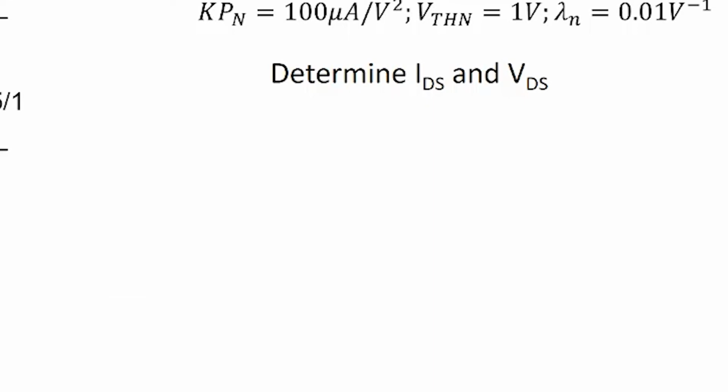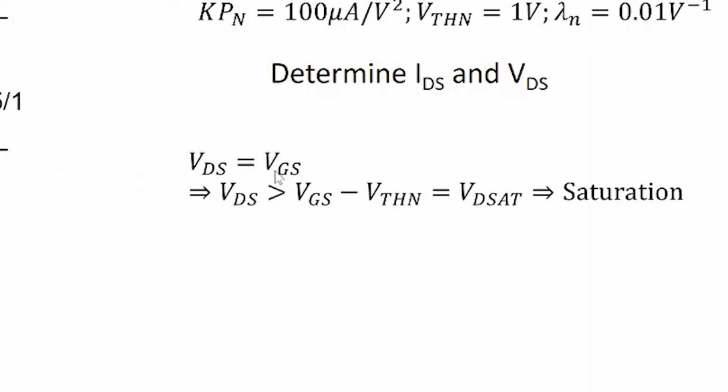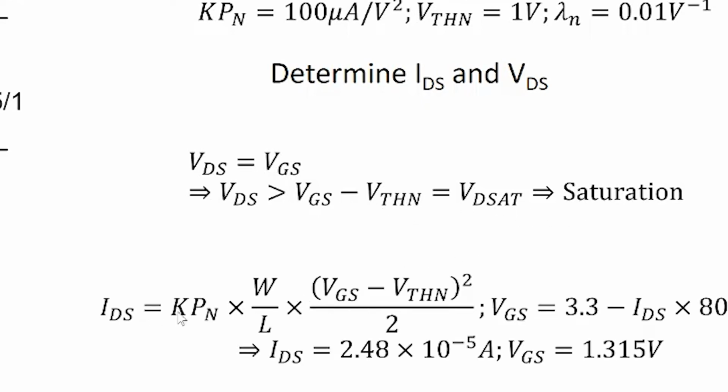All right, example 3. We have this circuit here. Note that W by L is 5 by 1 here, and we have to determine IDS and VDS. In this case, we had already seen that when gate and drain are shorted together, the transistor is always in saturation, so there's no issue about that. VDS is equal to VGS, so VDS is greater than VGS minus VTH, and it's in saturation. So IDS is Kpn W by L, (VGS minus VTHN) squared by 2 here.